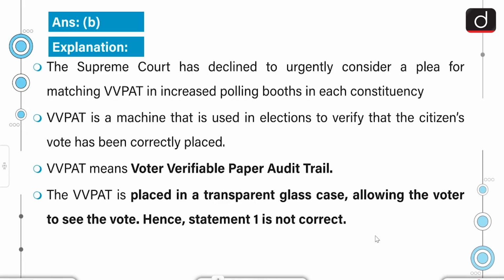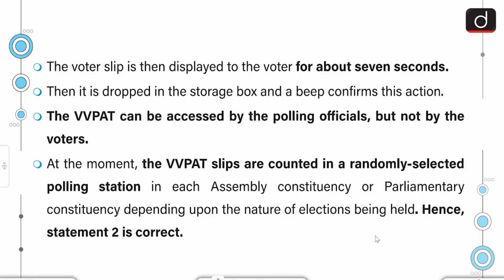The Supreme Court has declined to urgently consider a plea for matching VVPAT in increased polling booths in each constituency. VVPAT is a machine that is used in elections to verify that the citizen's vote has been correctly placed. VVPAT means voter verifiable paper audit trail. It is placed in a transparent glass case, allowing the voters to see the vote. The voter slip is then displayed to the voter for about 7 seconds. Then it is dropped in the storage box and a beep confirms this action. The VVPAT can be accessed by the polling officials but not by the voters. At the moment, the VVPAT slips are counted in a randomly selected polling station in each assembly constituency or parliamentary constituency depending upon the nature of the elections being held.